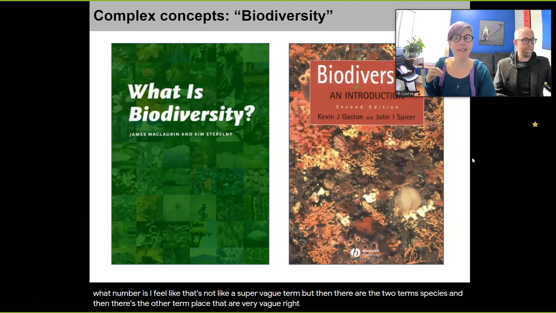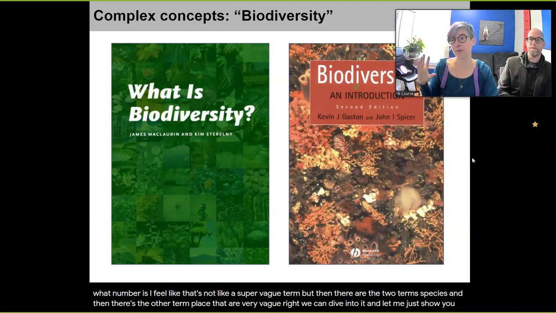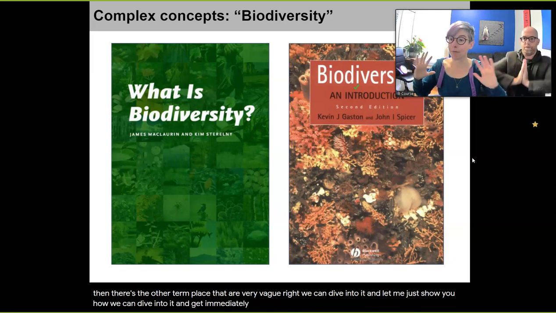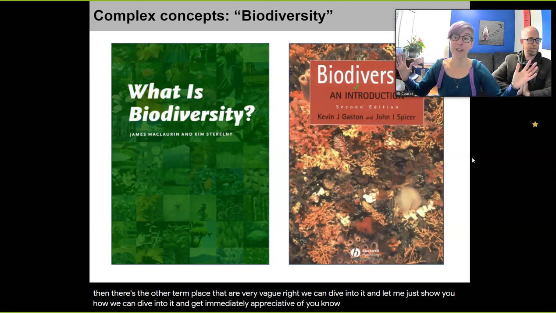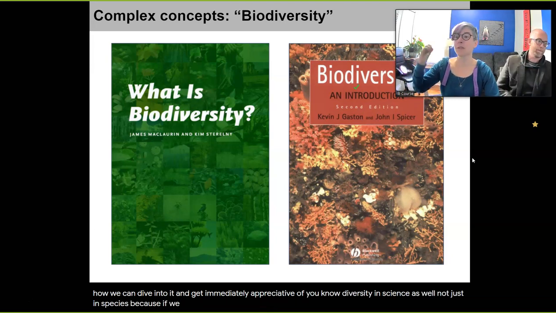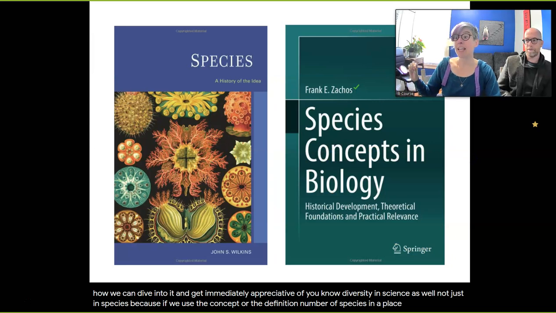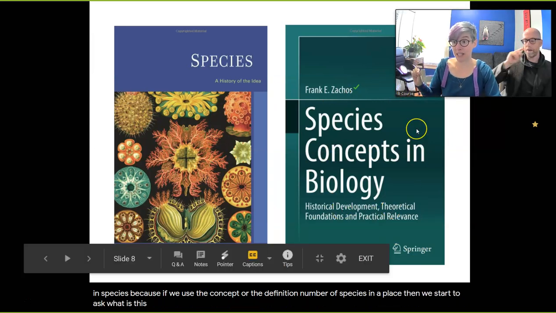And so we can memorize this definition or we can dive into it. Let me show you how we can dive into it and immediately appreciate diversity in science as well, not just in species. Because if we use the definition, number of species in a place, then we start to ask, what is a species?